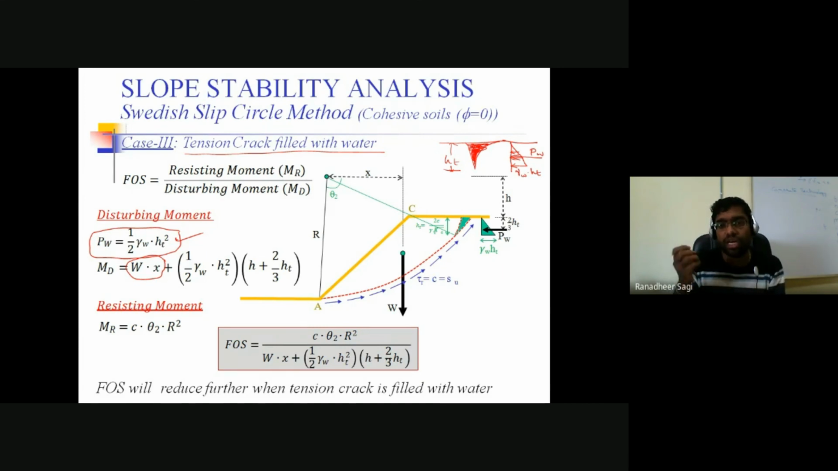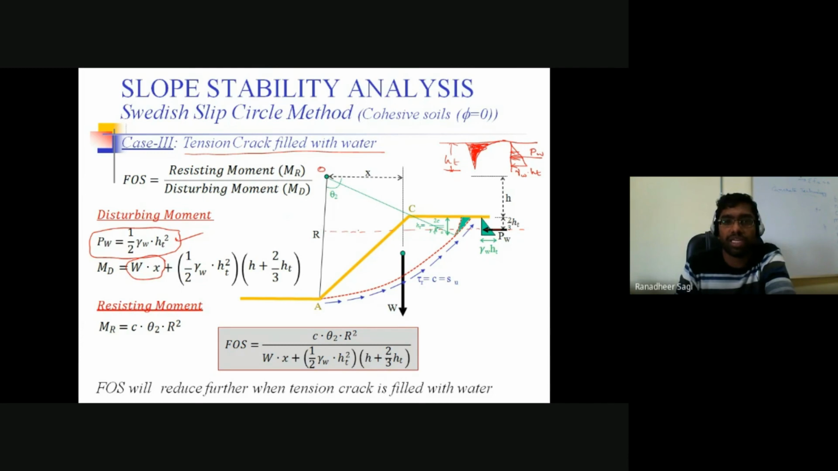Now, because of the resultant force of water which got accumulated in the tension crack region, there is an additional moment getting generated about point O, which is trying to cause rotation in the slope and induce the failure in the slope. Okay, so that force is PW. The line of action of that PW force is like this.